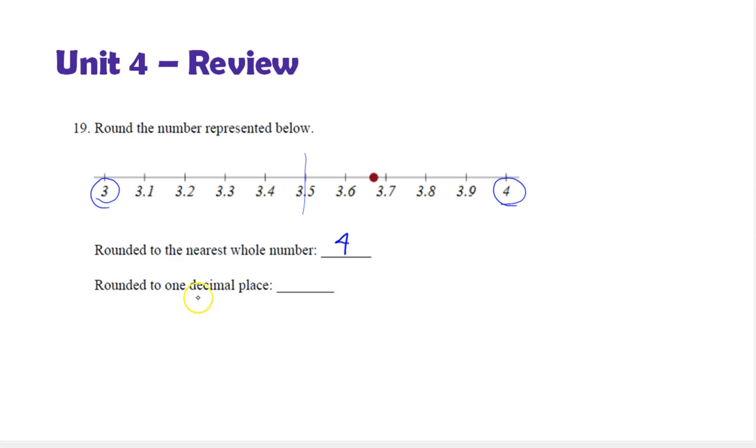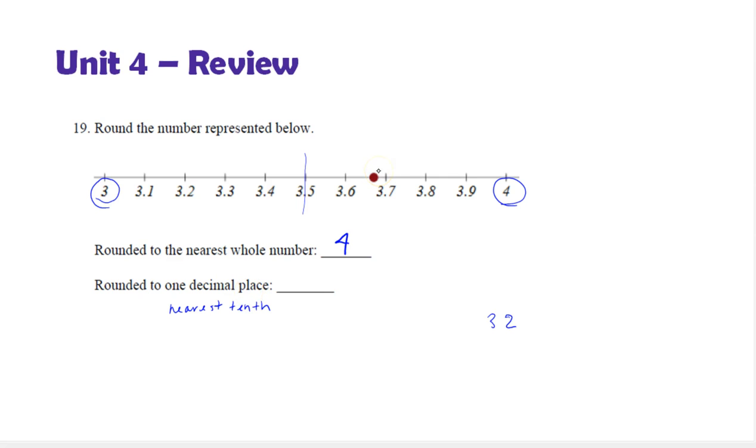Now, what if we round to one decimal place? And this is equivalent to rounding to the nearest tenth. So remember that the tenths place is one decimal place, not 2. Whereas tens, if we had 32, 3 would be in the tens place, and that's 2 digits. But the tenths place is 1 digit or 1 decimal place.